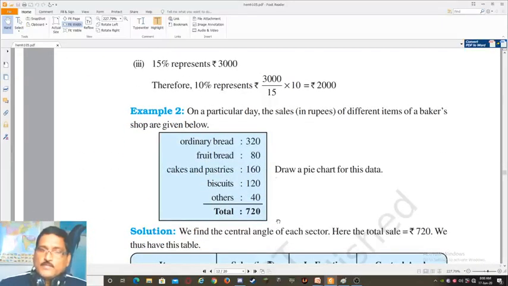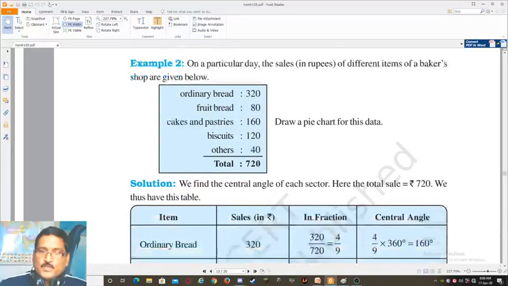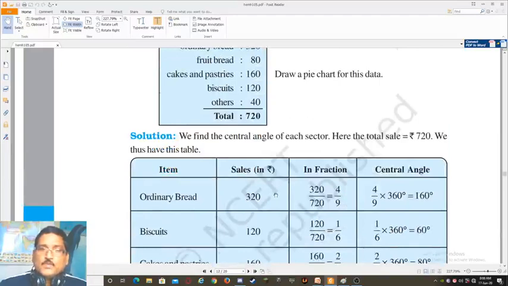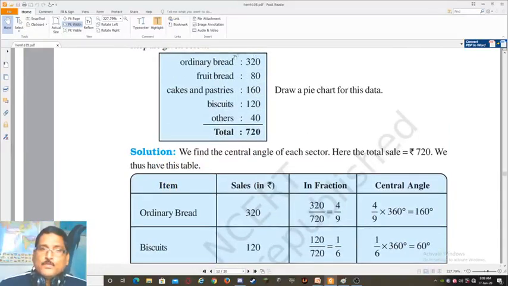Now this question I have done. Number of items sold in a bakery shop. I have done it. So this information, how to convert into percent. Okay. Total I have to find out.